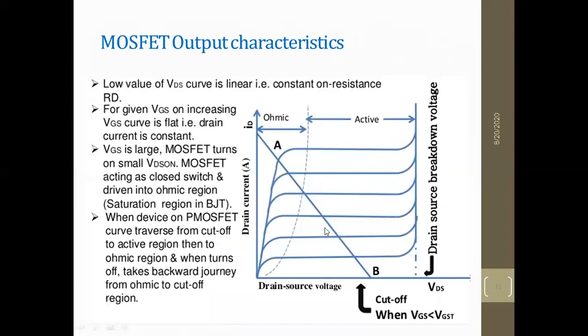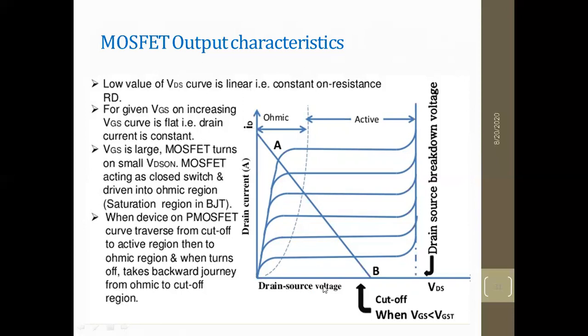Next, what about the output characteristics of an enhancement type MOSFET? These output characteristics are drawn with respect to the drain current and the drain to source voltage. Again, the cutoff region occurs when VGS is less than VGS threshold, that is the threshold gate to source voltage. Normally these depend upon the transconductance.